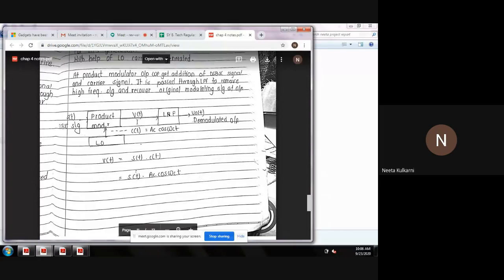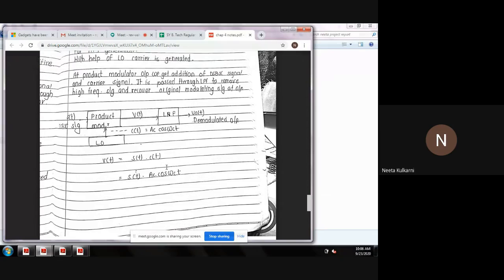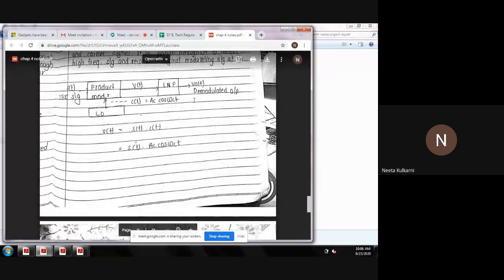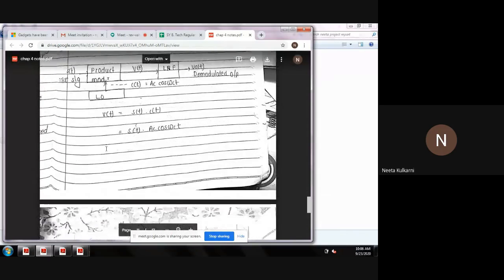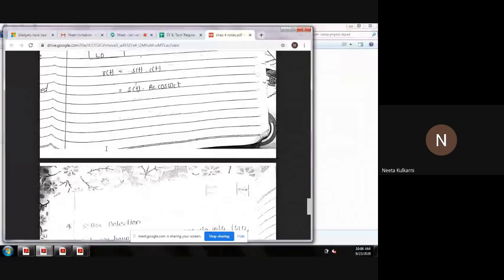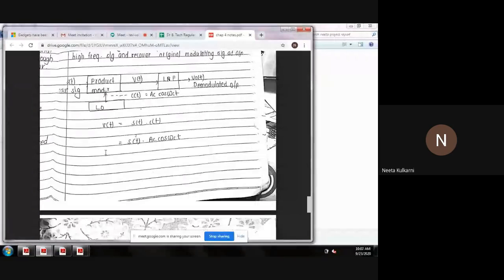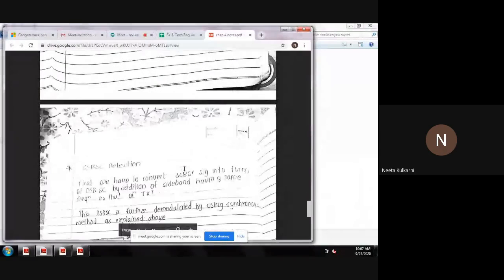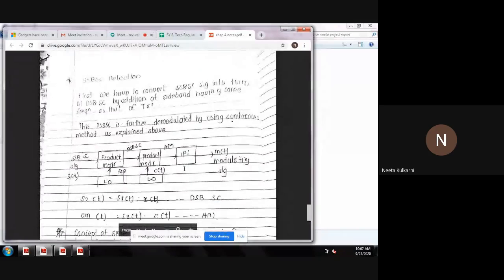Okay, so this is the diagram of the synchronous method at the receiver for DSB-SC demodulation. So this one method only you are supposed to write in the exam. Is it clear to all? Yes, ma'am.